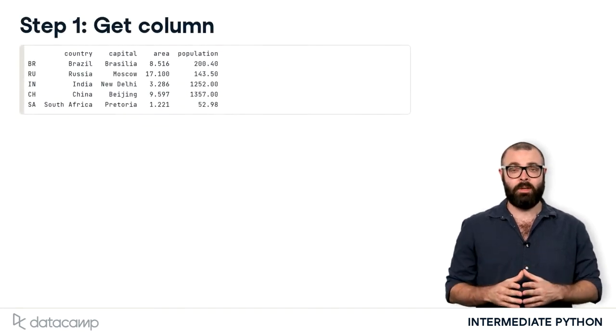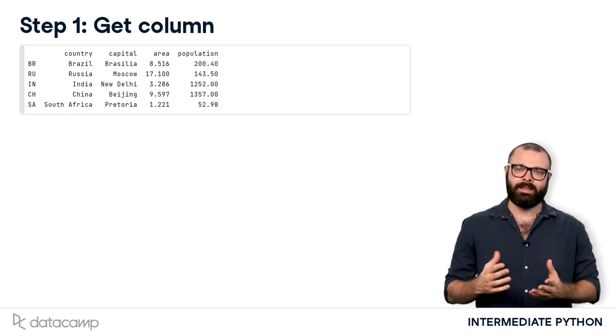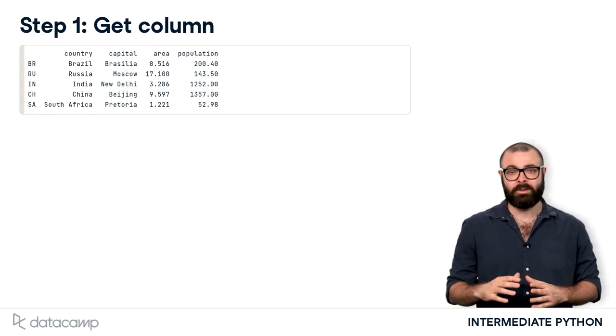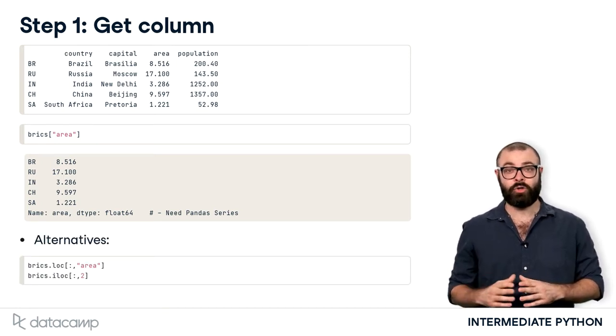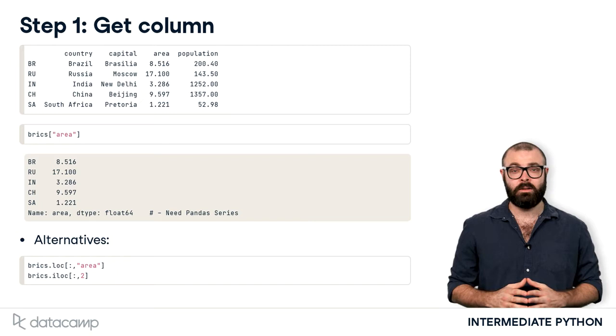So the first step, getting the area column from bricks. There are many different ways to do this. What's important here is that we ideally get a Pandas series, not a Pandas data frame. Let's do this with square brackets, like this. This loc alternative and this iloc version would also work perfectly fine.